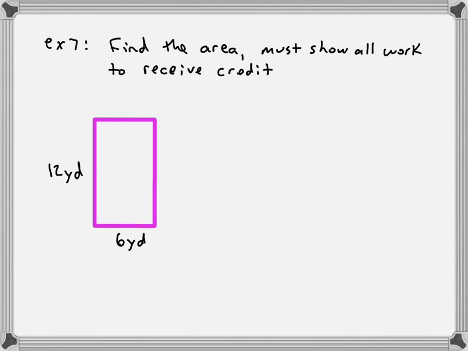Here we have a rectangle that is 12 yards by 6 yards. So the area is going to be 12 yards times 6 yards. 12 times 6 is 72, and yards times yards is yards squared. So the area of this rectangle is 72 yards squared. Let's look at one last example.